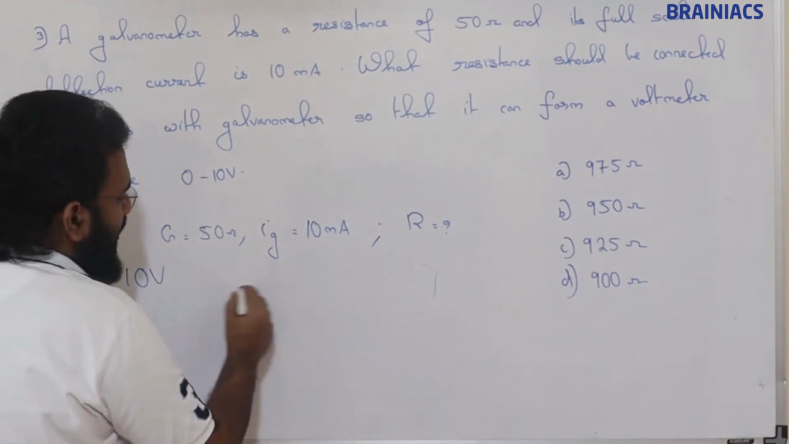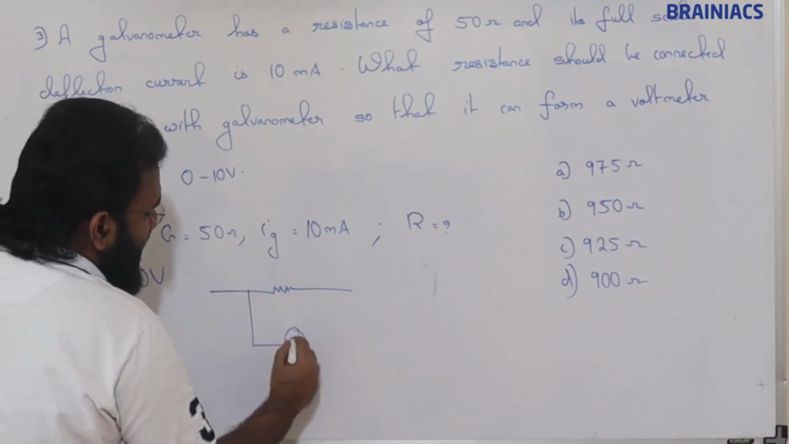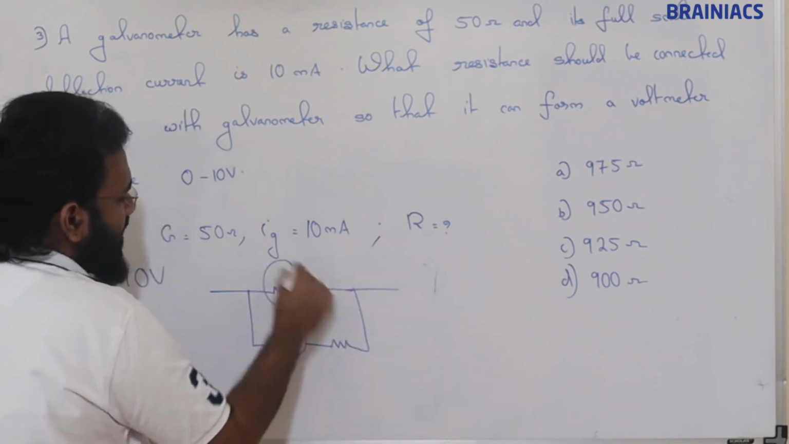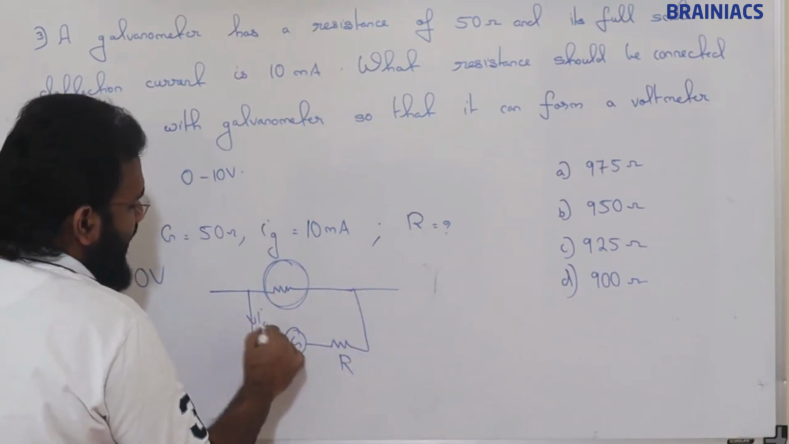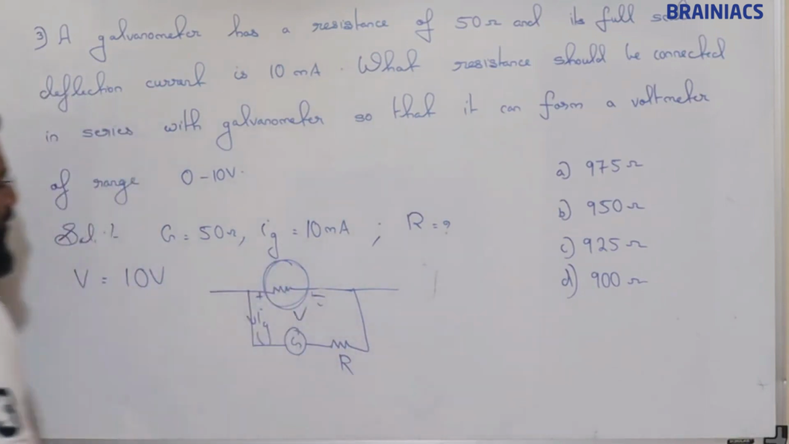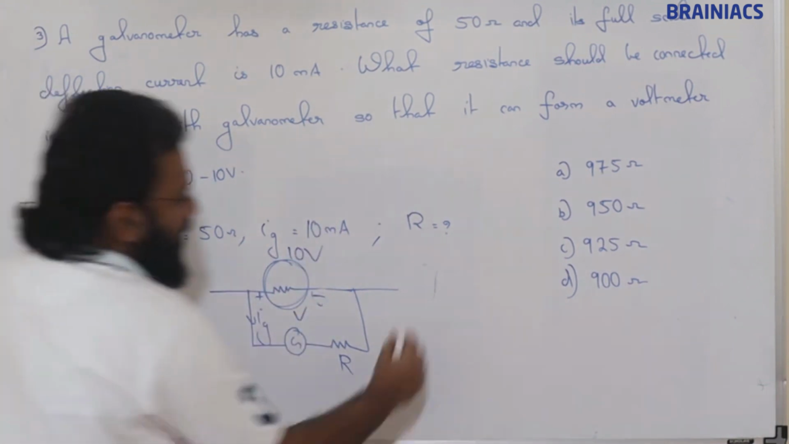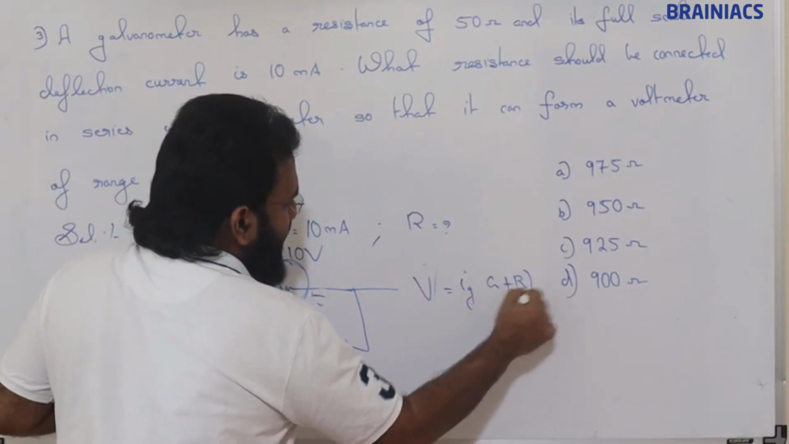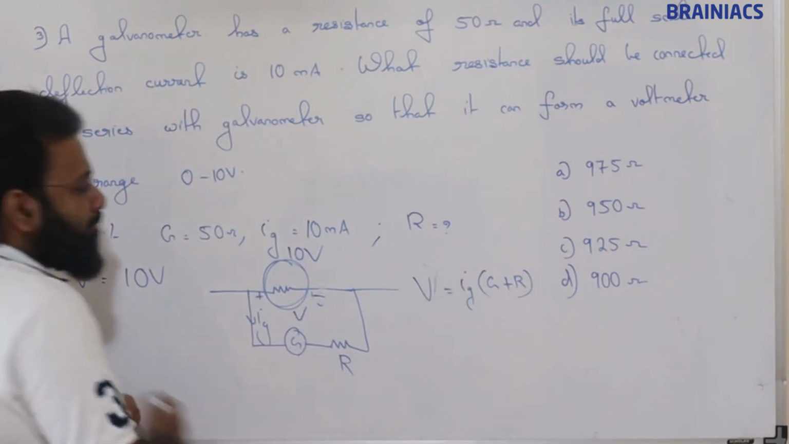So we know, if this is a circuit, any circuit, this is the galvanometer, this is the series resistance, Ig will be passing through. This voltage we are going to measure. So that is going to be 10 volt maximum. So this V is equal to Ig into G plus R. This is the formula for the voltmeter.